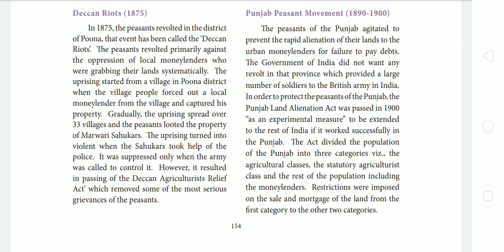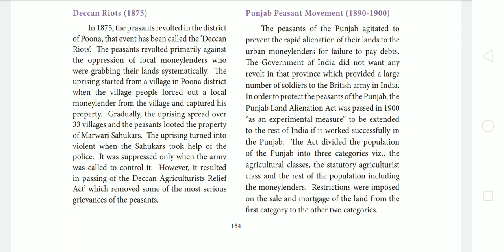So this revolt resulted in the Deccan Agriculturalist Relief Act, which removed some of the serious grievances. See, grievances means complaints. So this act removed some of the complaints of the peasants. Okay, next one, Punjab peasant movement.